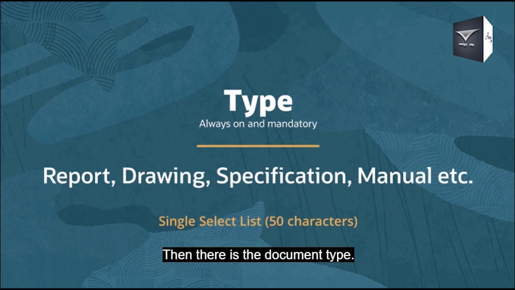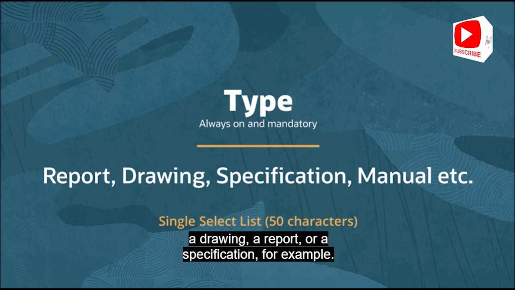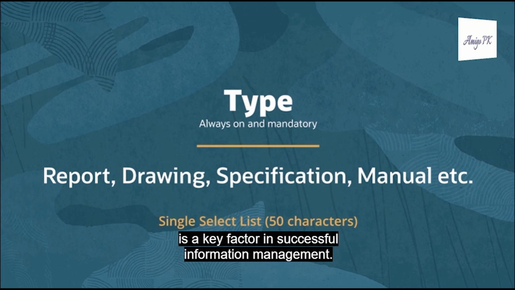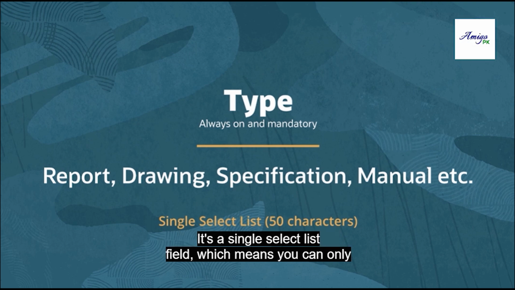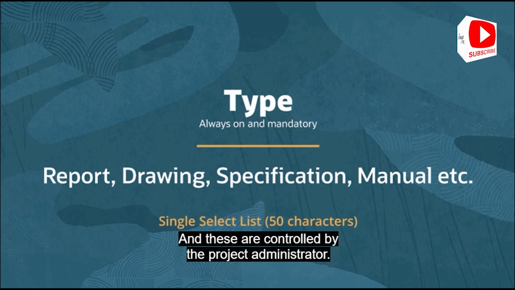Then there is the document type. This is used to identify what the document is at a very basic level. A drawing, a report, or a specification, for example. Keeping this list of document types as simple and as short as possible is a key factor in successful information management. This field is always on and always mandatory. It's a single select list field, which means you can only pick from a predefined list of values, and these are controlled by the project administrator.